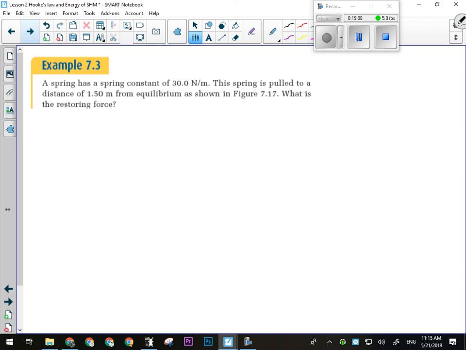Okay. All right. So let's try this one here. We have a spring that has a spring constant of 30 newtons per meter. It's pulled. Okay, so we know what k is. So you might want to write this one down as your first example. Okay, 30 newtons per meter. It's pulled a distance of 1.5 meters from equilibrium. Okay. What's the restoring force?